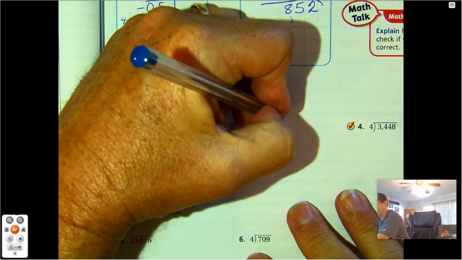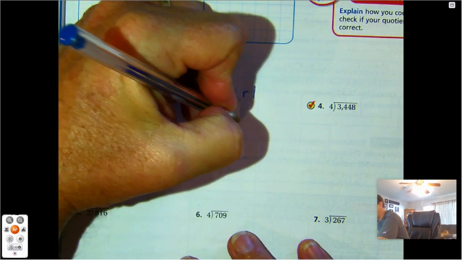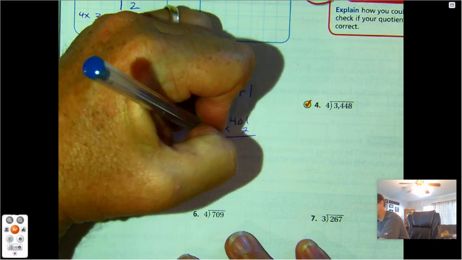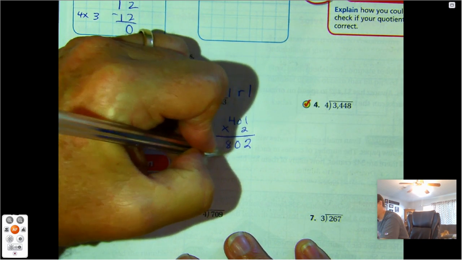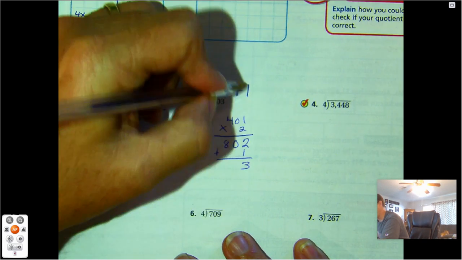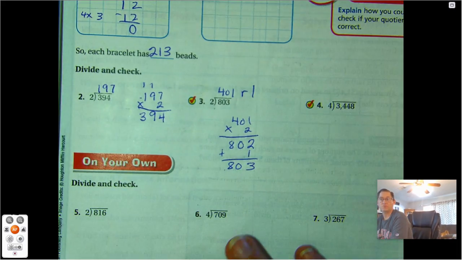So if I multiply 401, the quotient, times the divisor, 2, and add any remainders, 1 in this case, I should get the dividend 803, which I do. All right, number 4.